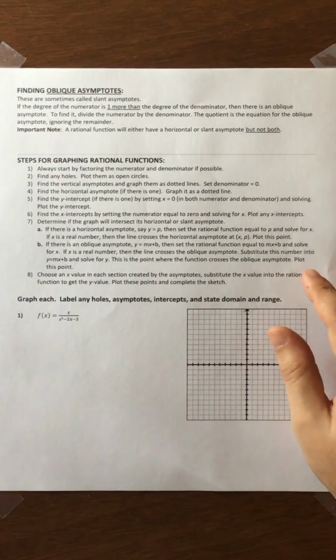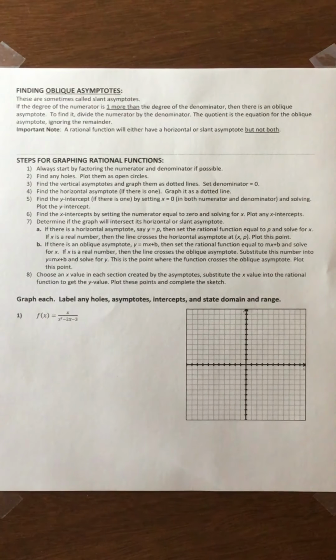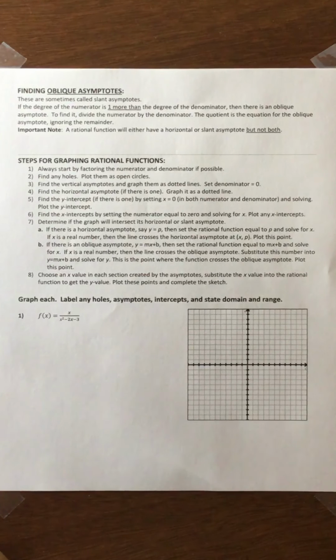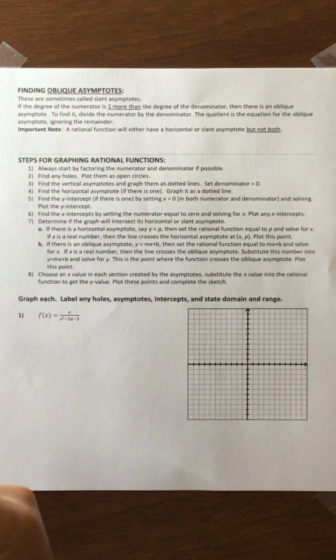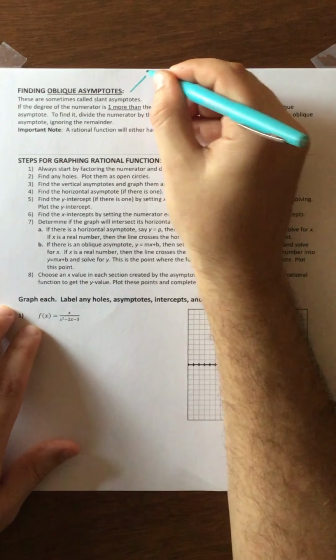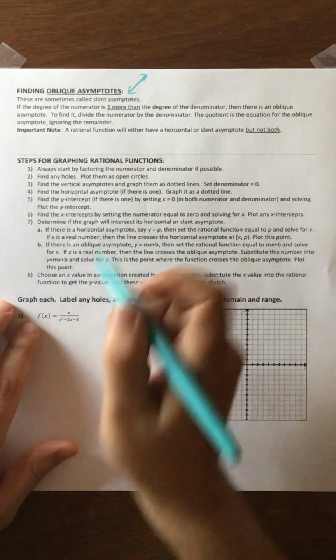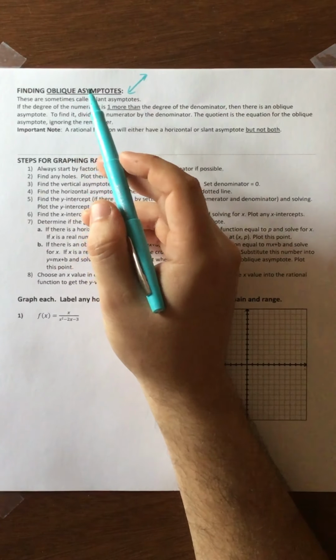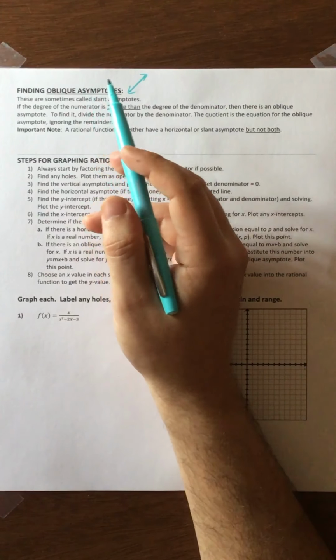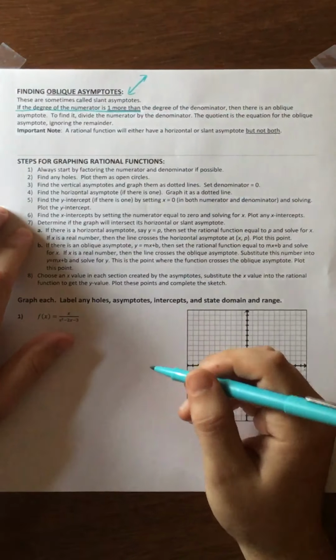This next part is a little new. Oblique asymptotes. Oblique asymptotes are asymptotes that are not vertical or horizontal. They might be along a line that's slanted like this, okay? Now, there's a very specific case when these obliques come up. The degree of the numerator has to be exactly one more than the denominator.